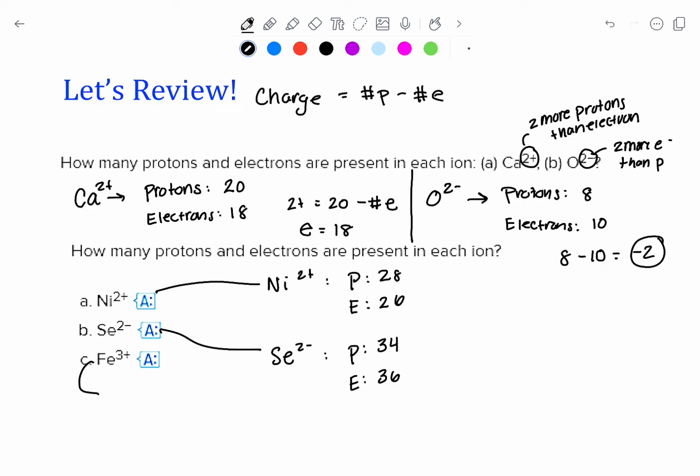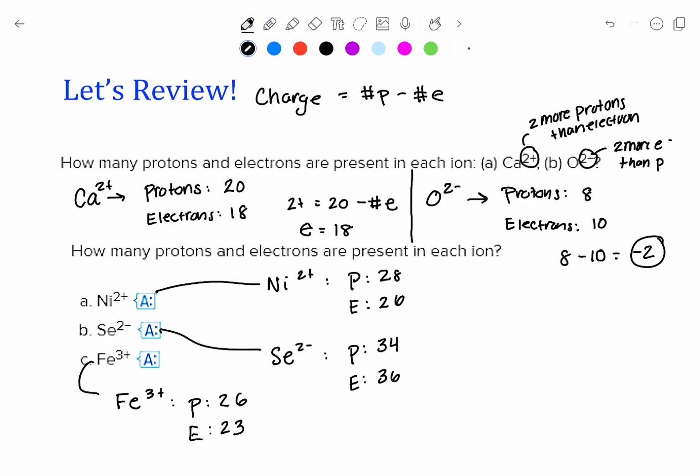Finally, we have iron, iron 3+. If we find iron on our periodic table, we would find that it is element number 26, so it has 26 protons. And with a 3+ charge, that means I have 3 more protons than electrons, so I'm going to subtract that 3 from my protons and get 23 electrons.